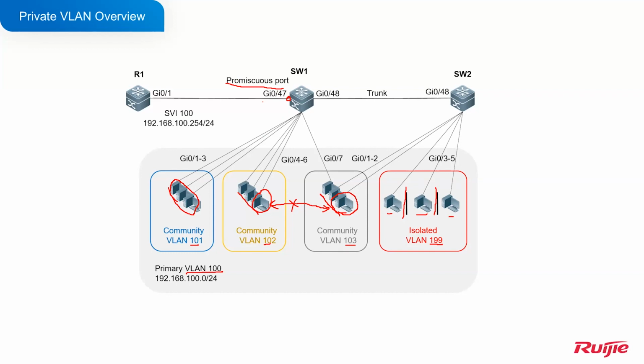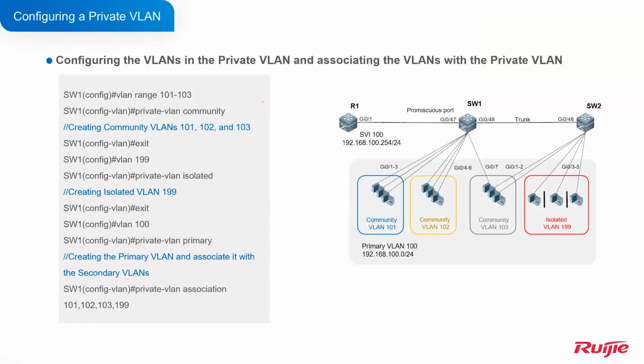The promiscuous port is bound to the primary VLAN, which is 100 in this case. Okay. After knowing the private VLAN working principle, next, let's see the configuration. Firstly, configure the VLANs in the private VLAN and associate the VLANs with the private VLAN. So the first command, vlan range 101 to 103. In this way, we can create 3 VLANs. And next, private-vlan community, so we are configuring 101 to 103 as community VLANs. And then create VLAN 199.